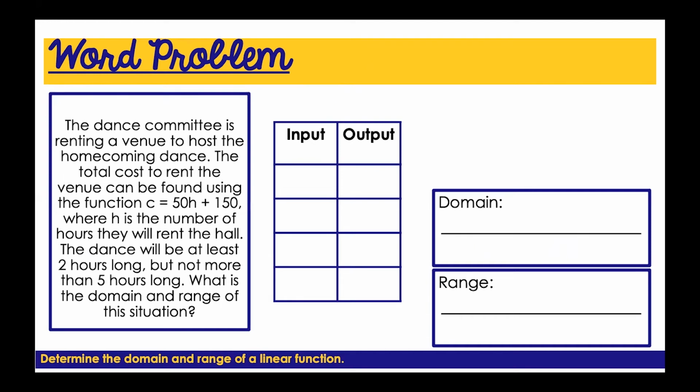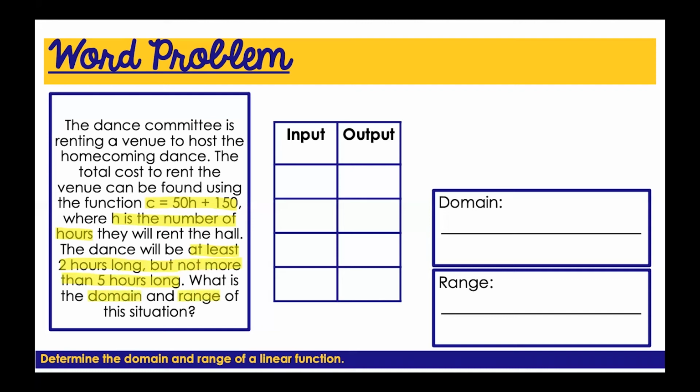The dance committee is renting a venue to host the homecoming dance. The total cost to rent the venue can be found using the function C = 50H + 150, where H is the number of hours they will rent the hall. The dance will be at least 2 hours long, but not more than 5 hours long. What is the domain and range of the situation?